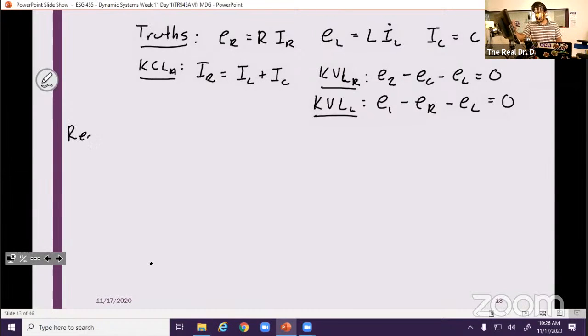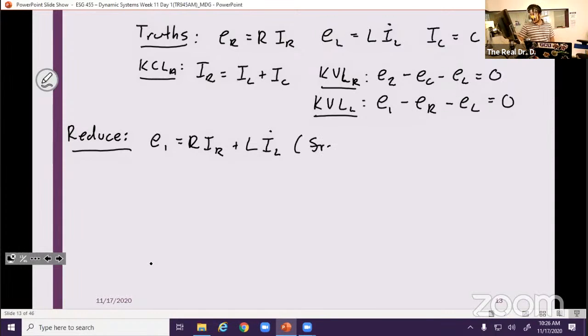Those are all of the truths that I have and that I need. And so let's work our reduction. We'll reduce this. You can start with KCL, KVL right, or KVL left, whatever you want to. I'm going to start with the KVL on the left-hand side. And I'm going to say, well, that tells me that E1 has to be equal to R, I sub R, plus L, I dot L. So just taking the KVL, this is from KVL left-hand side.